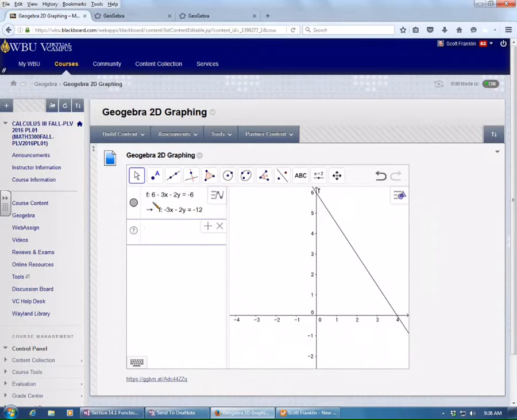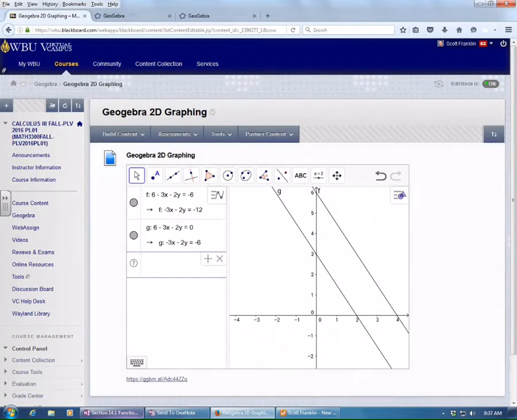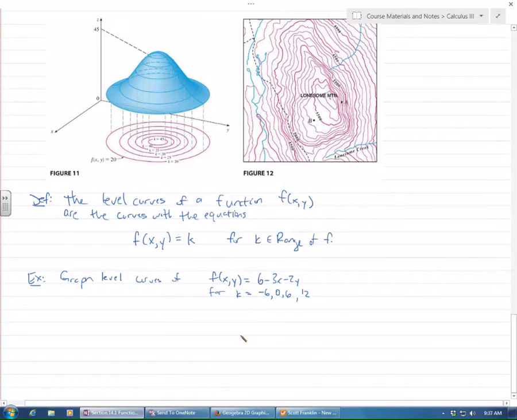Do you see what I did? I just took the function and set it equal to the first k. I do the same thing again. 6 minus 3x minus 2y equals 0. Right, just real quick, flashing back. I'm asking us to graph this function's level curves for negative 6, 0, 6, and 12. Which means set this function equal to negative 6 and graph it on the plane.